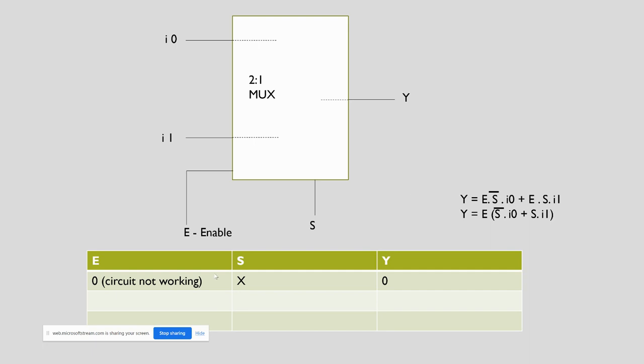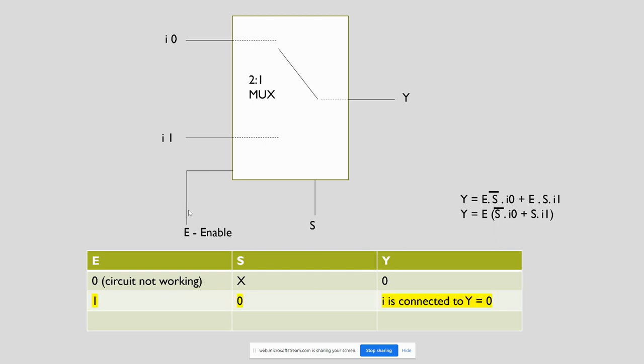So let's have a look at this example. Now, a 2 to 1 multiplexer: 2 inputs, I0, I1, and 1 output, here we have Y. Now, when the enable is 0, the circuit does not work, so the output here is going to be 0.